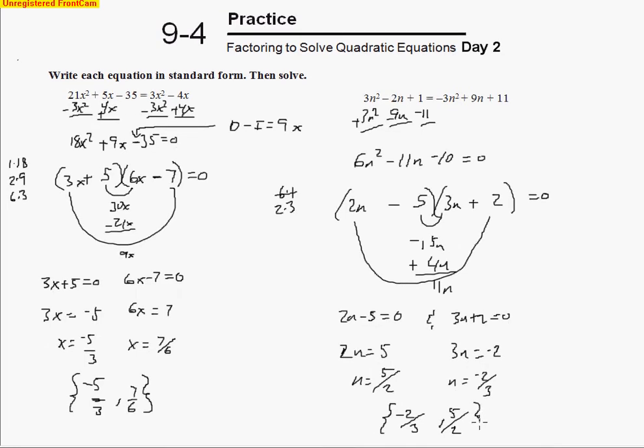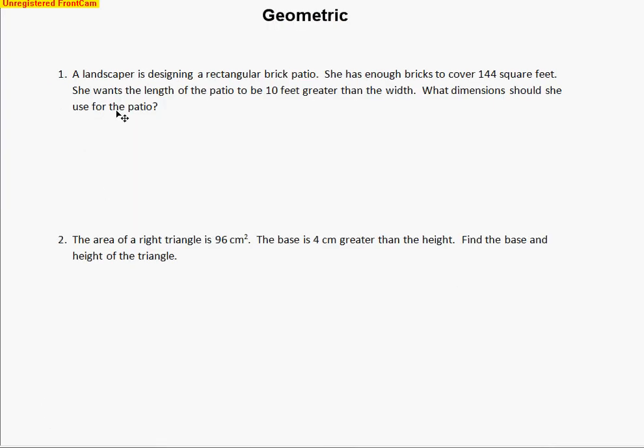So moving on to the next problem, we've got some geometry problems here. These could either be a volume problem, or more typical on this type of problem is an area problem. It's a pretty basic one, just dealing with either a rectangle or a triangle. We'll see both of them here.